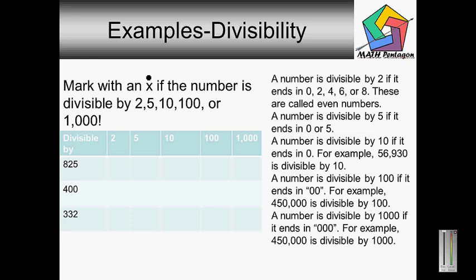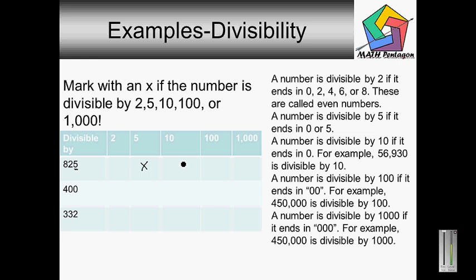Okay, we want to mark with an X if the number is divisible by 2, 5, 10, 100, or 1,000. And the number rules are on the right hand side to help us out. Is 825 divisible by 2? Well, the rule is a number is divisible by 2 if it ends in 0, 2, 4, 6, or 8. We look at the last number. We have a 5, and I don't see a 5 in this list, so we're not going to put an X here. A number is divisible by 5 if it ends in 0 or 5. Yes, it is divisible by 5, so we put an X here.